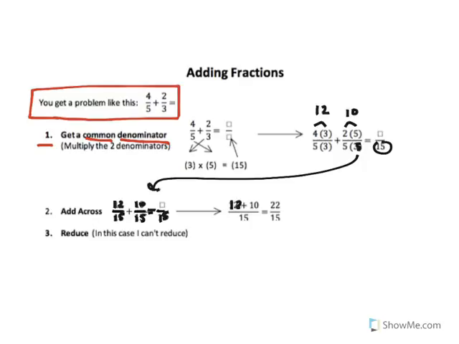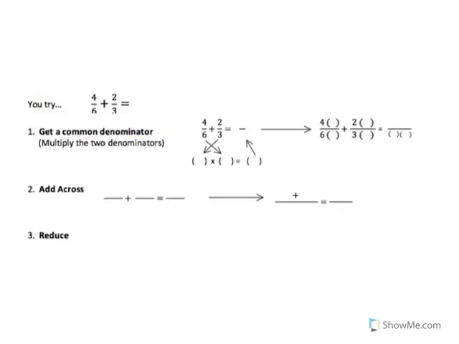And now we just add across. 12 plus 10 gives me 22 over 15. Can I reduce? No, there is no number that goes into 22 and 15. Now you try.